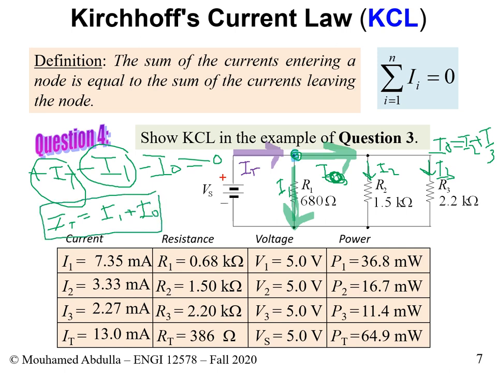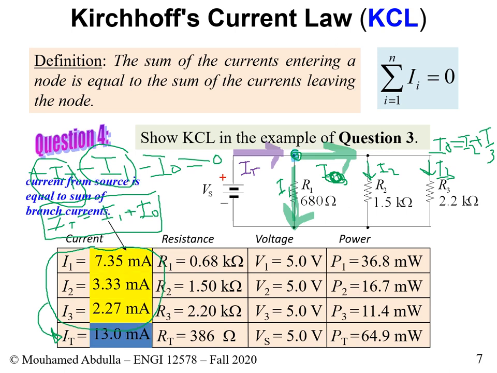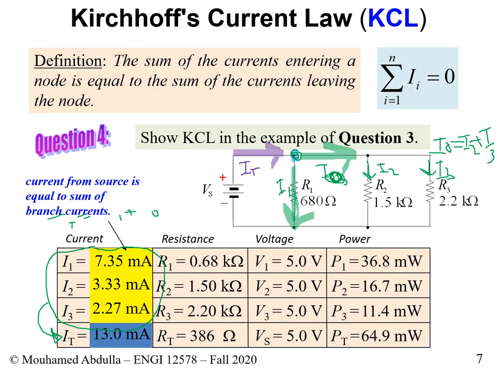Okay? So now if you look at this, can we see KCL in this table? We can certainly see KCL. If you add I1, I2, and I3 together, because we know that I naught is I2 plus I3, this will eventually get us to I total. Here you could clearly see KCL. So I could just show it to you as well. Maybe we could erase this part here and clean this up a bit. We could clearly see that the current from a source is equal to the sum of the branch currents.